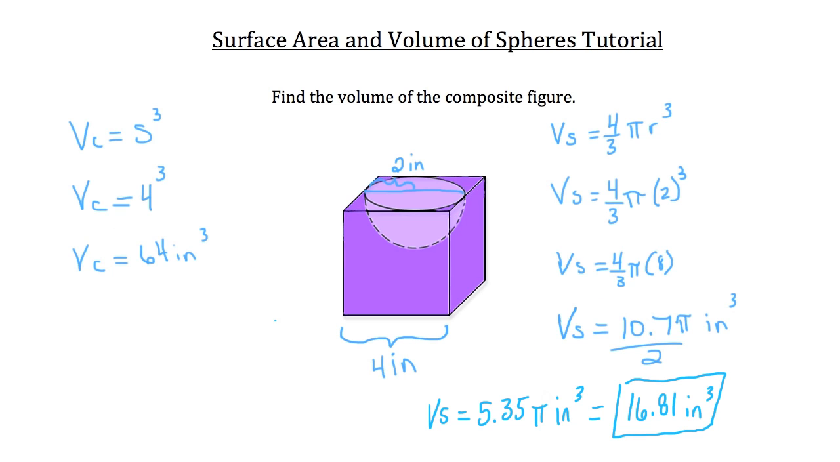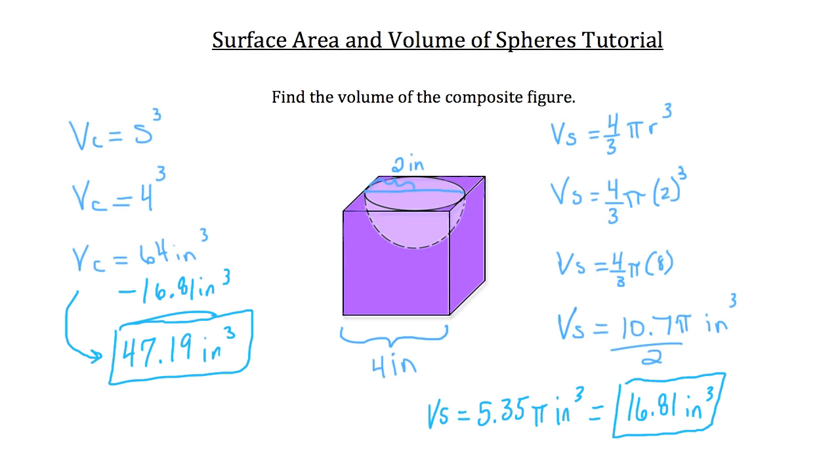Now we want to take that and subtract it from the volume of the cube, because that semisphere is cut out of the cube. So I'm going to take the volume of our cube, 64 cubic inches, and subtract 16.81 cubic inches from that. When I do that, we'll have 47.19 inches cubed. So that's going to be the final answer for the volume of our figure. We took the volume of the cube and we subtracted the volume of the semisphere. Now remember, in the future when dealing with spheres or semispheres attached to another figure, so composite figures like that, you're going to be either adding or subtracting the volume of the sphere depending on whether or not that sphere is cut out of the figure or attached onto the figure.